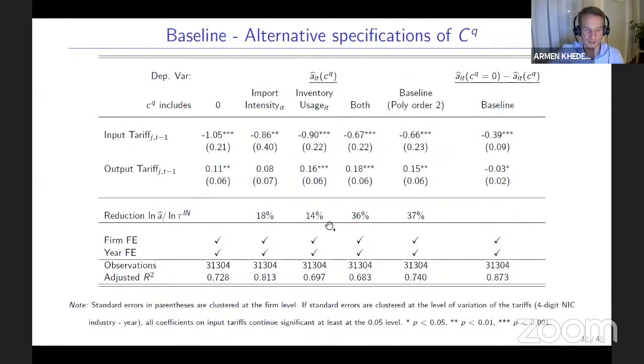Okay, so what we find is, when we don't include the control, we get an elasticity of 1, which is sort of similar to what people have found. Then here we're only including import intensity and it drops. Here we're only including inventory usage alone and it drops. But then once we include both, the drop is much more significant. And when we implement our baseline, where the input costs are proxied by a polynomial of the two variables, the drop is quite significant and around 37%.